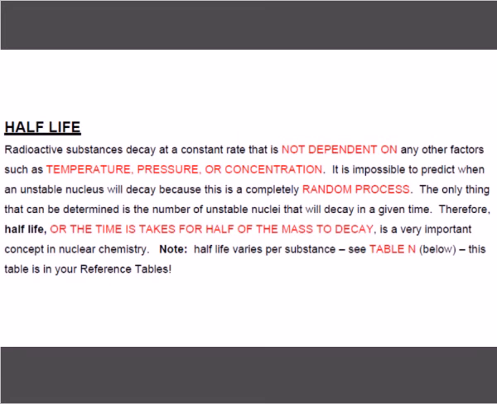It is impossible to predict when an unstable nucleus will decay because this is a completely random process. So just because something is unstable doesn't mean it's going to decay right away. Okay? It will eventually, but it's random as to when that isotope will. The only thing that can be determined is the number of unstable nuclei that will decay in a given time. That is our half-life, so the time it takes for half of the mass to decay.